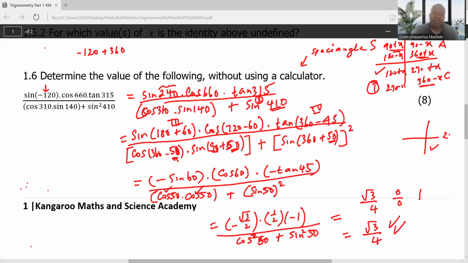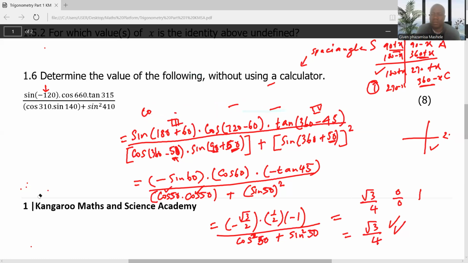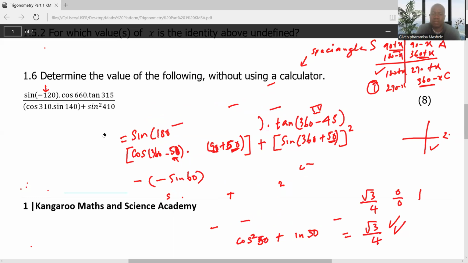For example, here, if you don't want to use 180 plus, someone might say 270 minus. The answer will still be the same. However, if you're using 270, your function must change from sine to cos. I believe, guys, you're following.